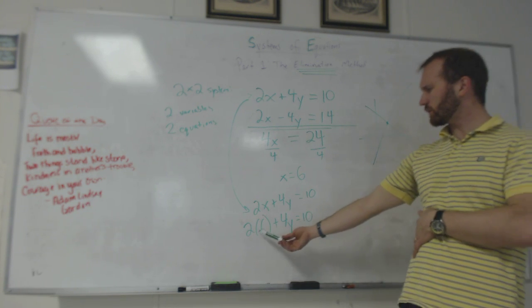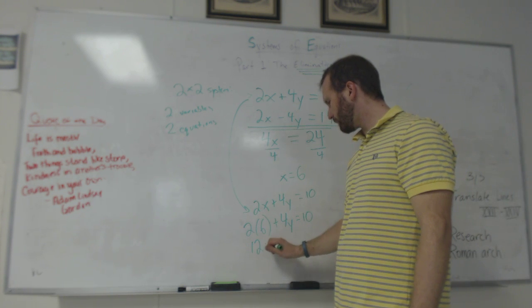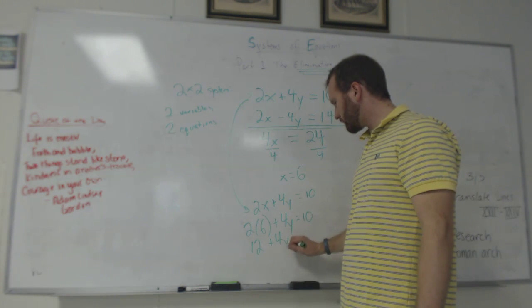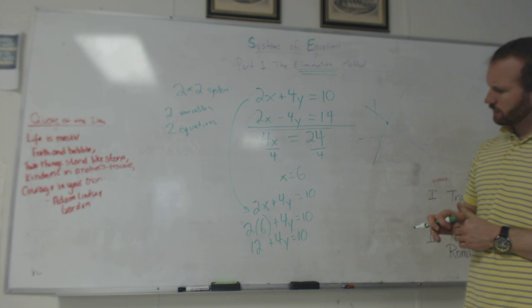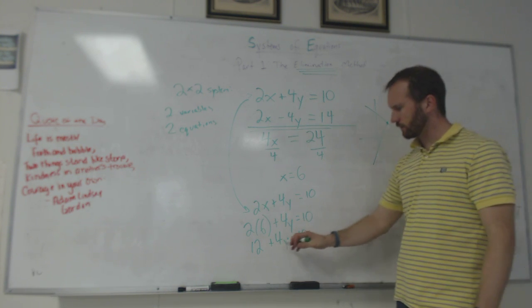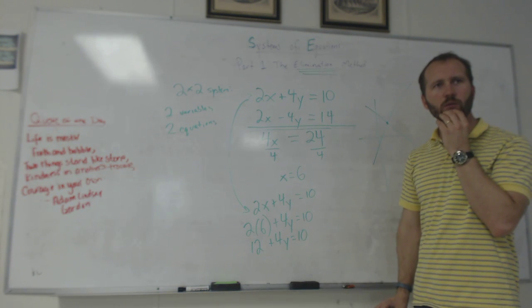First, I probably want to do this multiplication. 2 times 6, that's 12. So 12 plus 4y equals 10. Okay. What would you do next to solve this? 12 plus 4y equals 10. How could we get y all alone?